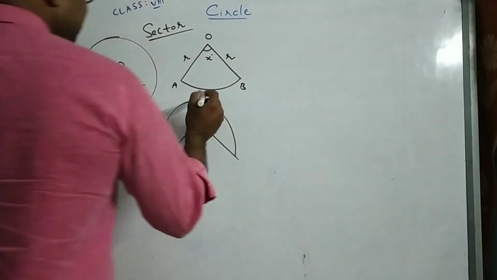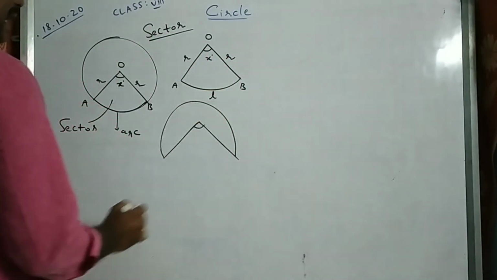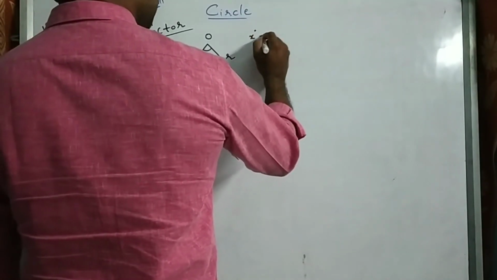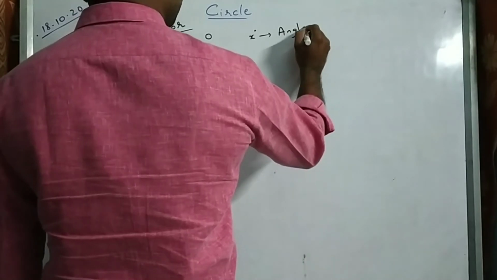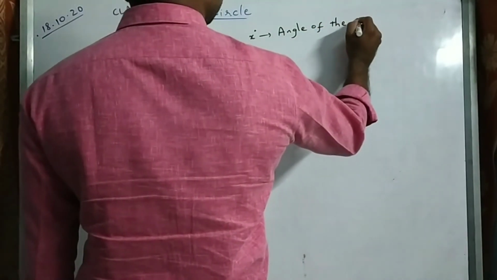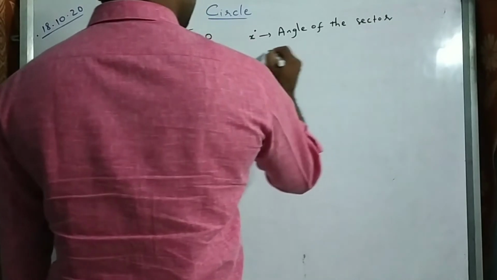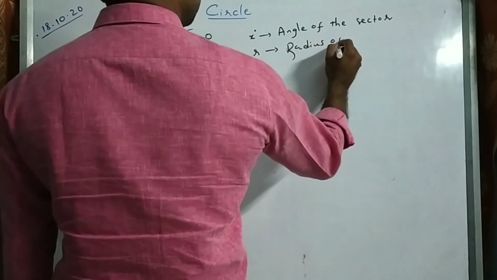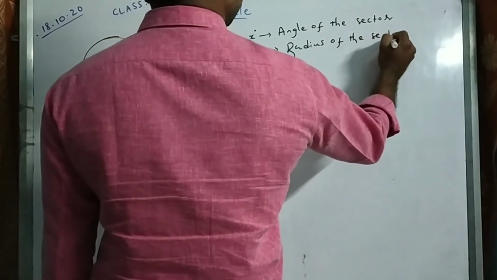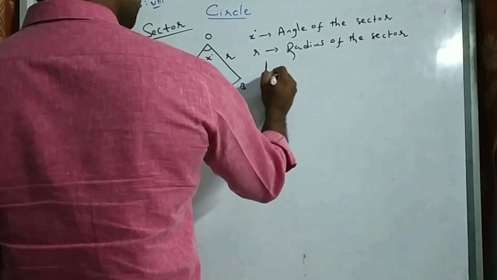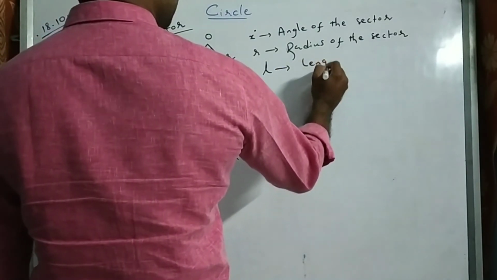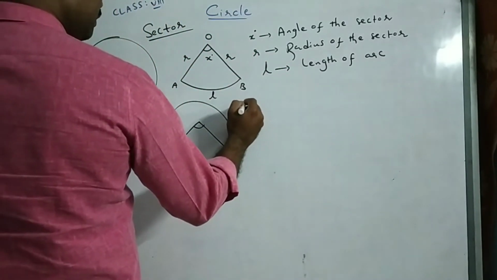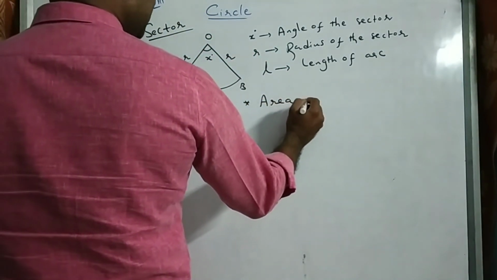So this is called the arc. Arc is denoted by L here. Arc of the sector, L. What is x degrees? It is the angle of the sector. R is the radius of the sector. And L is the length of the arc. So we have the area of the sector formula.